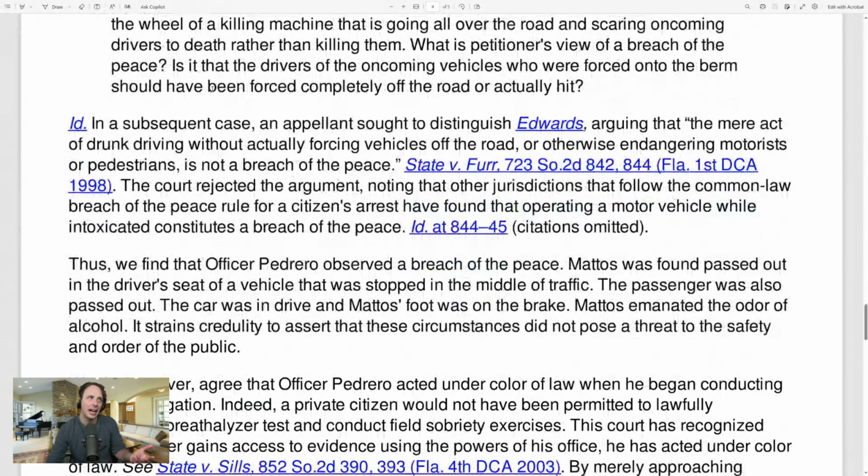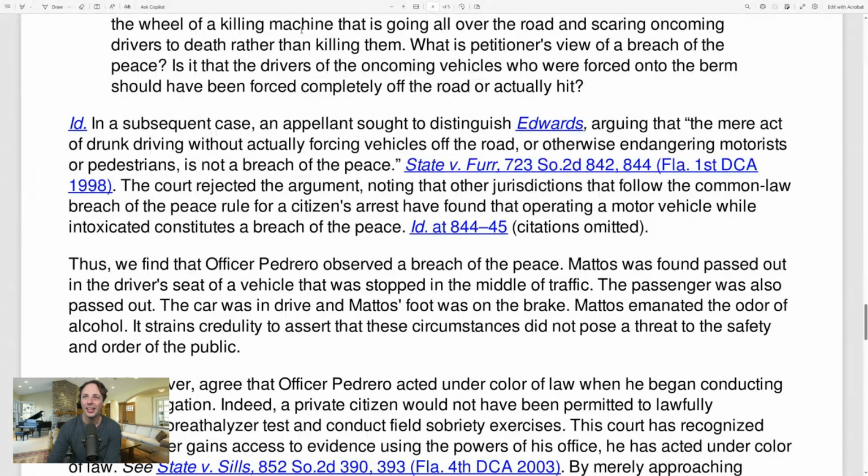So he's being sarcastic here. The judge is just noting that breach of the peace doesn't mean you actually have to physically harm somebody. Scaring people by driving across the road and threatening them and they're dodging is clearly a breach of the peace. And I would have to agree that if you're driving on the wrong side of the road, oncoming traffic, and people are having to swerve to not hit you, that is certainly a breach of the peace.